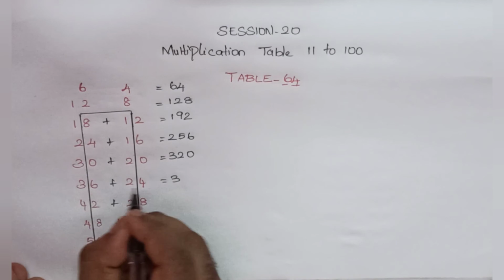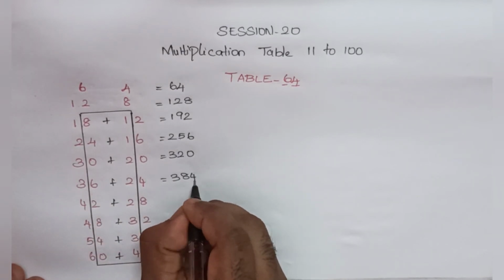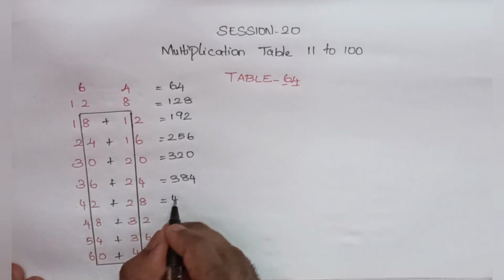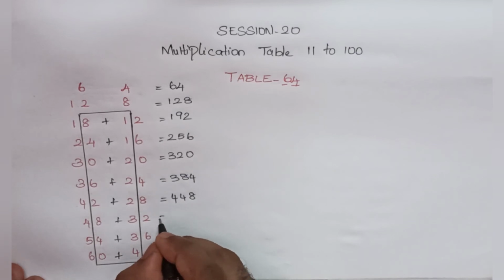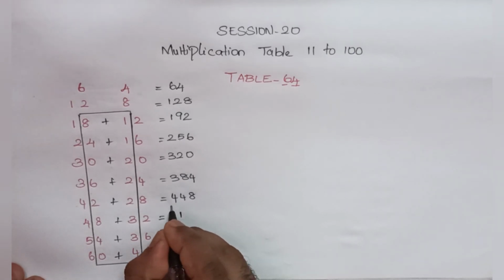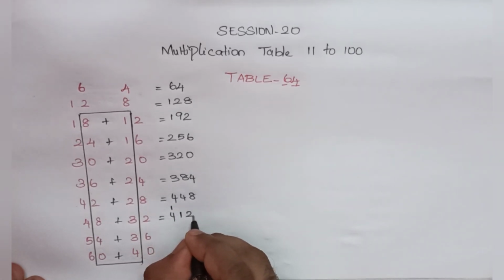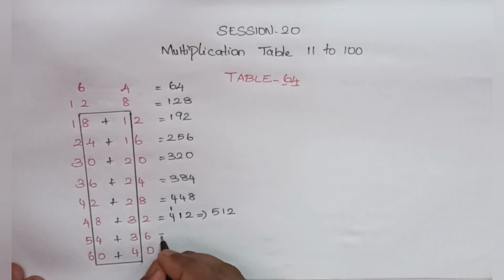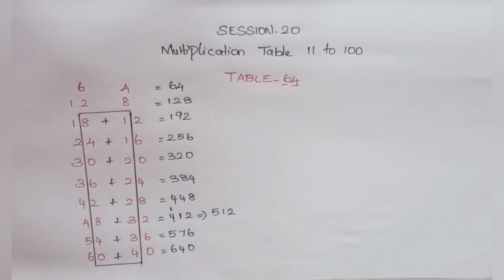So 3 here. 6 plus 2 is 8. 4 outside. 4 outside. 2 plus 2 is 4. 448. 4 outside. 8 plus 3 is 11. Put 1 here and 1 as a carry, and 2 here. So while adding it, 5, 1, 2. 5 here. 4 plus 3 is 7, 576. 6 here. 0 plus 4 is 4, then 0, 640. This is the easiest way to do.